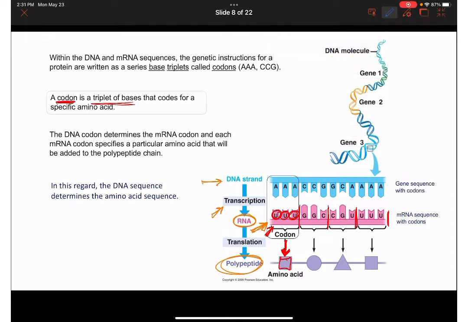The next codon is G, G, G. And that's going to code for a different amino acid. It's going to tell you to add a different amino acid onto it. And then we have another codon, C, G, U. And that's going to specify another amino acid to be added on. And so it's the sequence of the mRNA, these codons, that are going to determine what protein we're going to build, what amino acids we're going to put onto this protein.